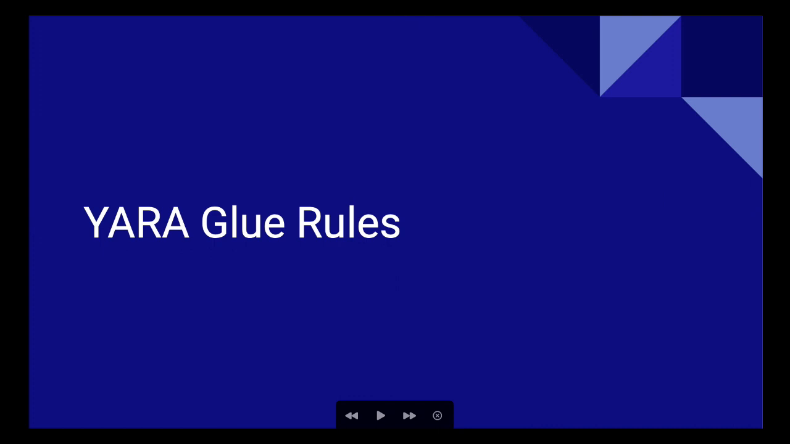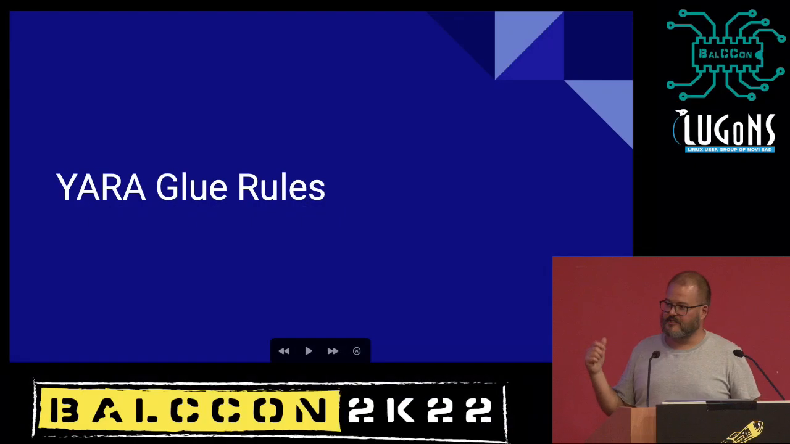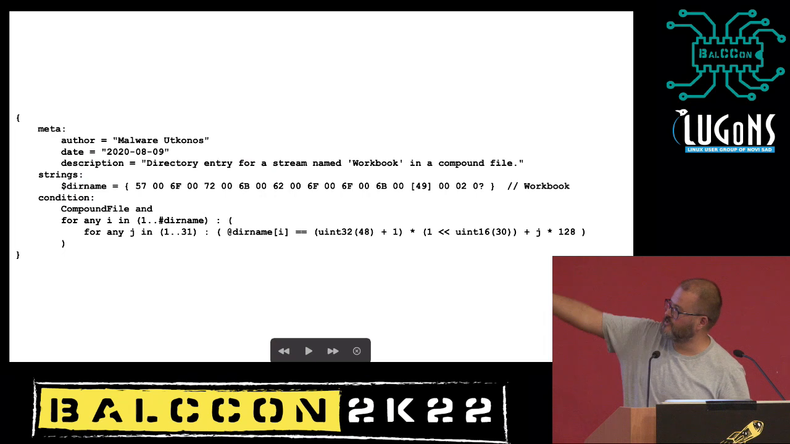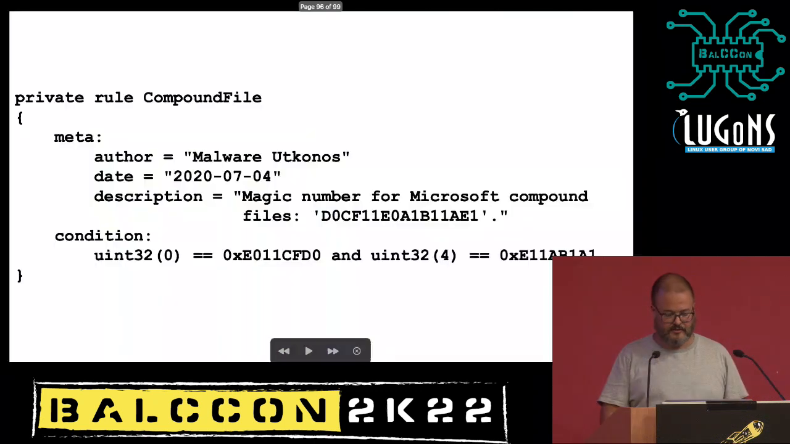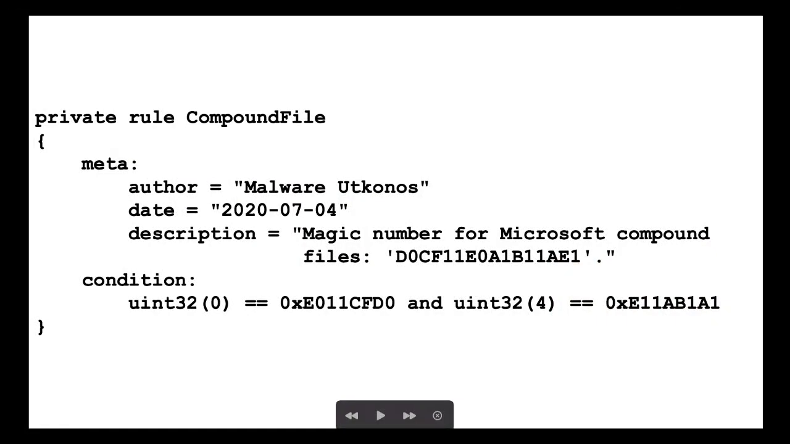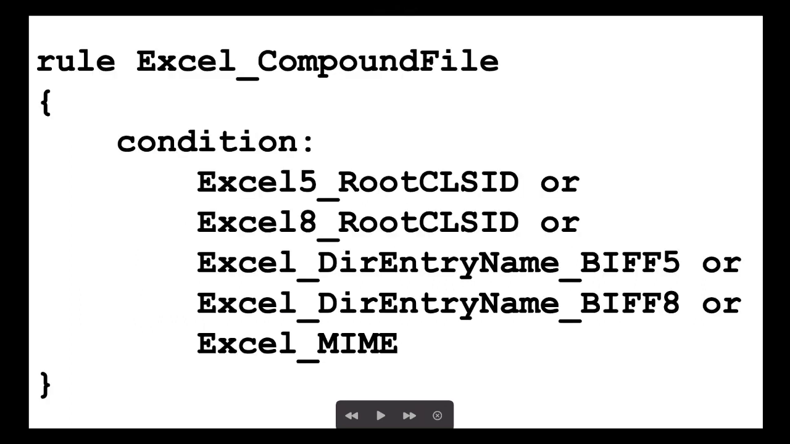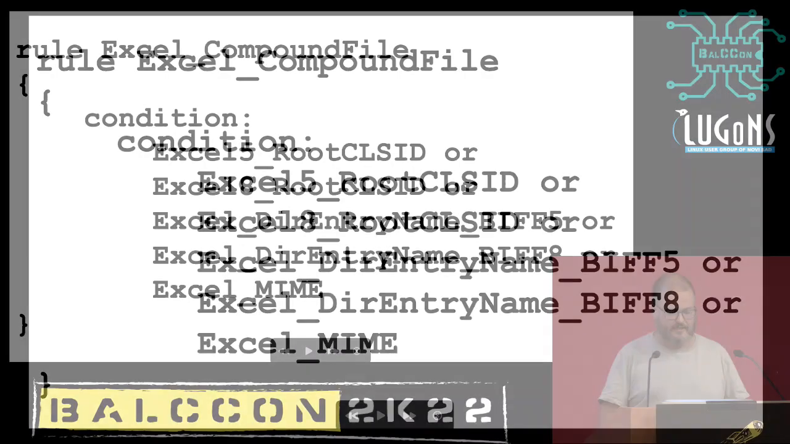And then, as I'm wrapping up, there are a couple of YARA glue rules, as I call them. These are ones that you've seen in earlier rules, where you see compound file, and in some of the earlier ones it would say Excel compound file. Those actually refer to these glue rules that I wrote. So you have compound file, which looks for the compound file magic number. And then the Excel MIME is the one that we saw earlier. And then these are all the different possibilities for something to be an Excel compound file.